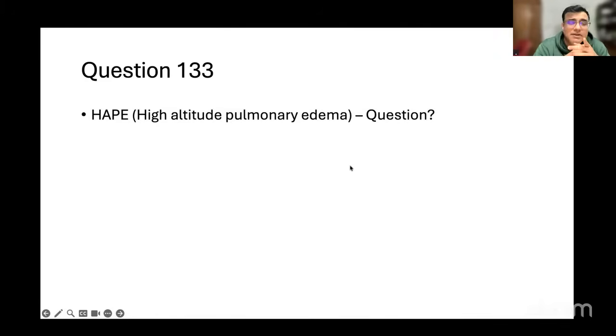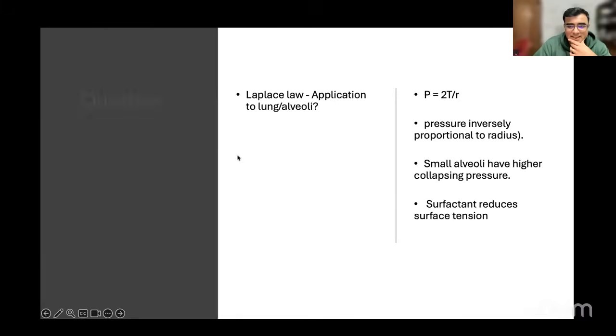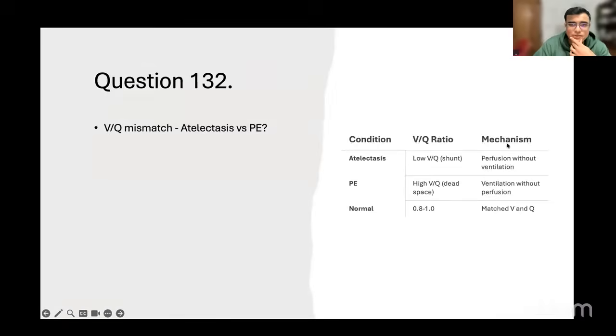The treatment is basically nifedipine and descent. To prevent it, we do gradual ascent and acclimatization, and for acclimatization we can take help of acetazolamide, 125 milligrams twice a day. So that is the HAPE understanding. I don't know what question was asked, but high VQ is seen in this.